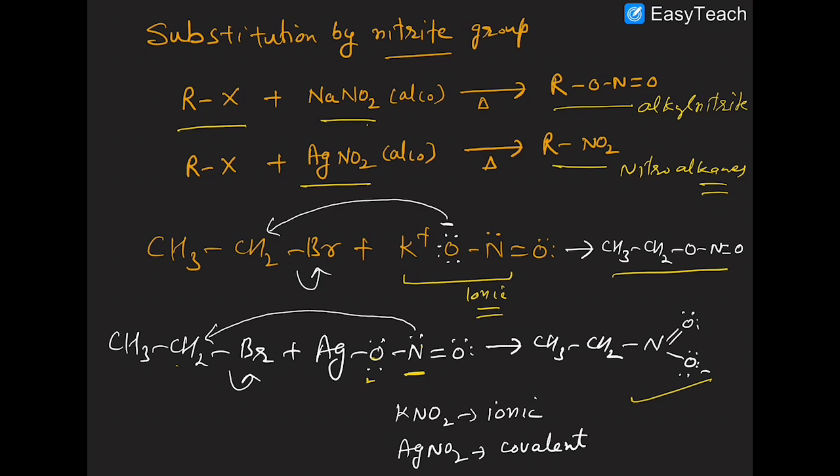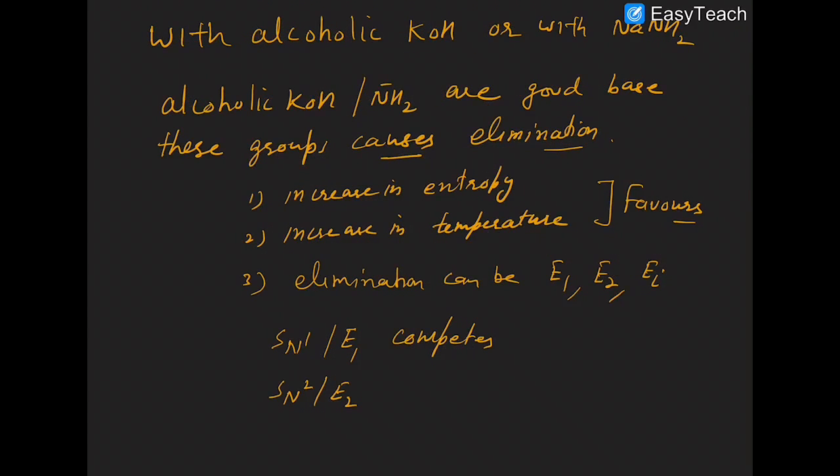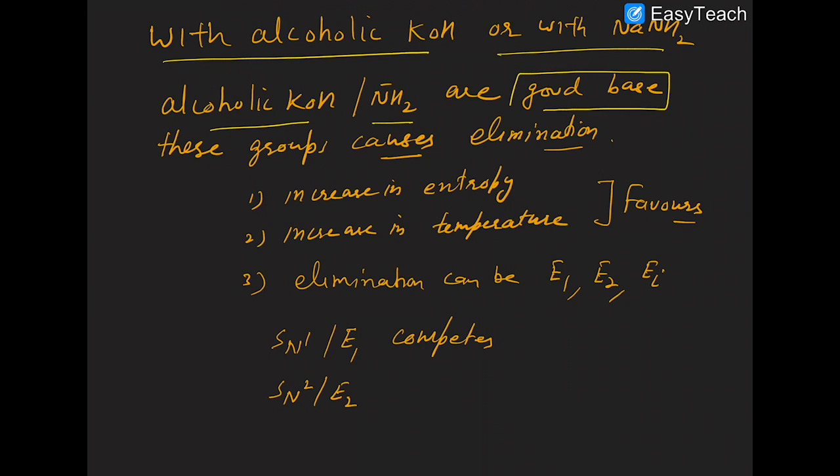The answer to the problem is the same, because sodium nitrite or potassium nitrite is ionic in nature, while silver nitrite is covalent in nature. Now the next question is with alcoholic KOH or with sodium amide. With alcoholic KOH or with the amide ion, both of them are very good bases. And good bases always cause elimination reactions.